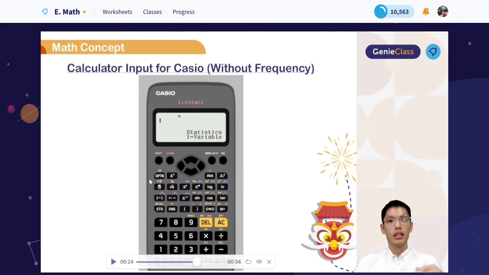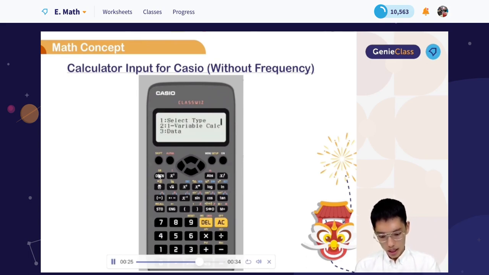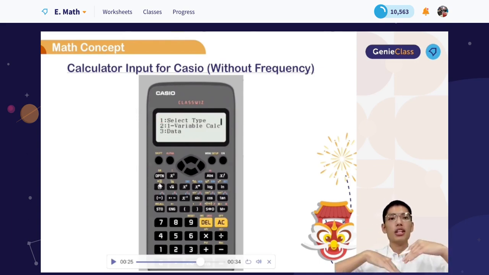After that, this calculator allows you to calculate everything. So what you need to do, click Option. And over here, you see this thing over here, one variable calculate. That means it calculates everything for you.